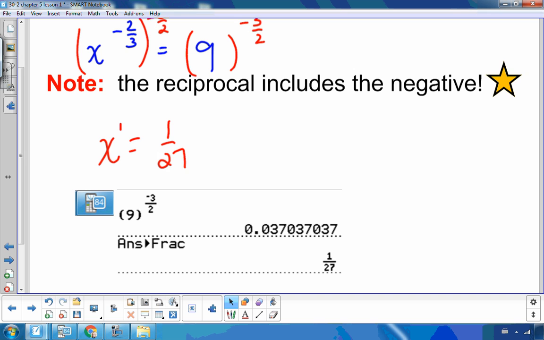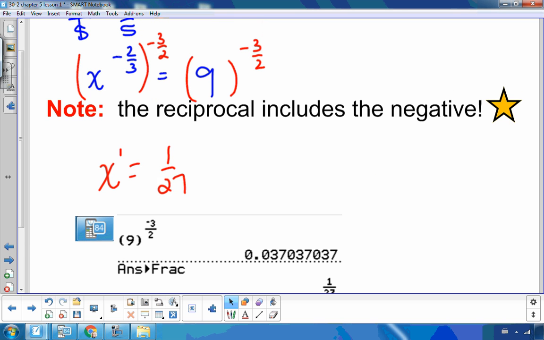If you wanted to do that without using the calculator, if you look at 9 to the -3/2, a negative exponent becomes positive by taking the reciprocal of the base. Now it's positive. And 1/9 will be cubed, and then you're going to take the square root. That will also give you 1/27.